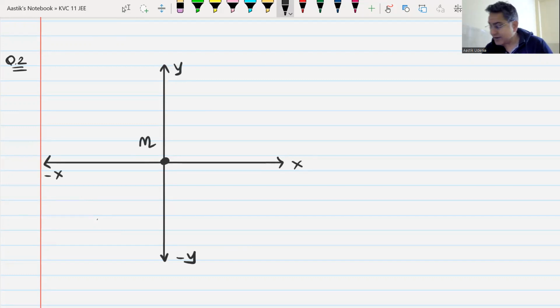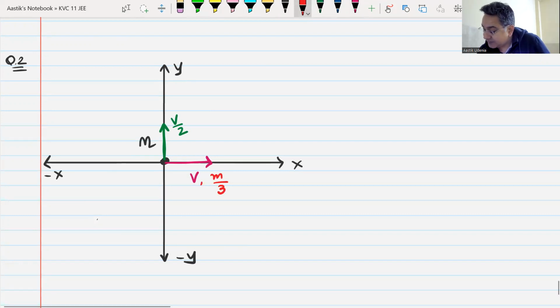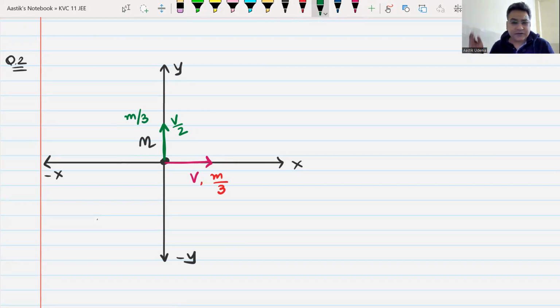Now it explodes into three segments. One is this segment which moves like this with velocity v. Another is the green segment which moves with a velocity v by 2. The mass of this segment, let us say, is m by 3. The mass of this segment, again, let us say m by 3. The mass could have been different, doesn't matter. So, two segments have flown like this.